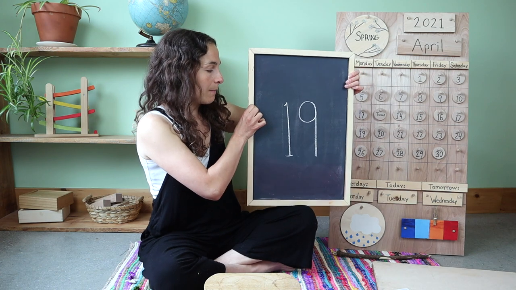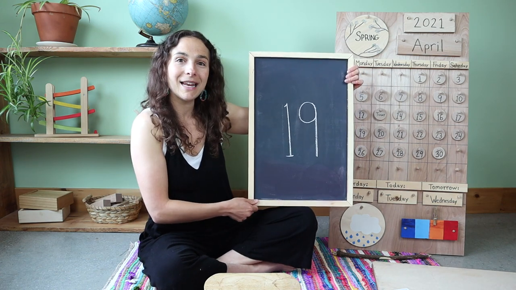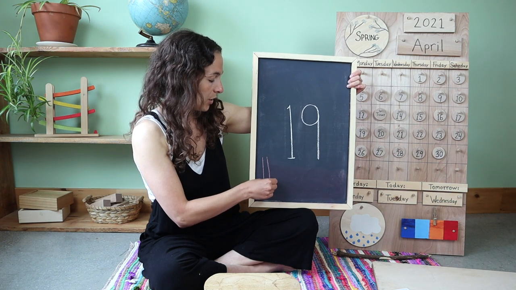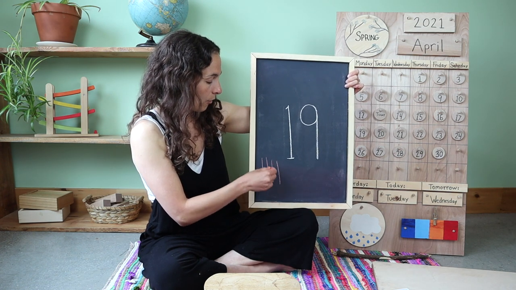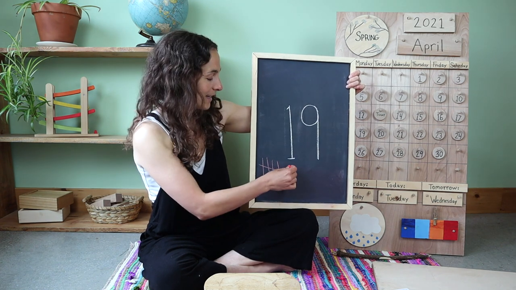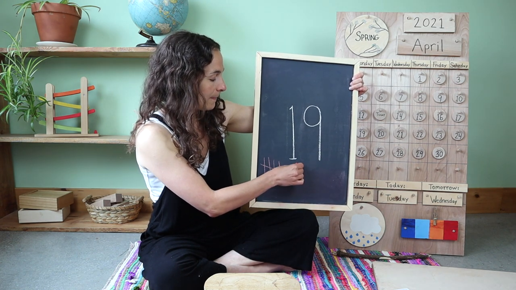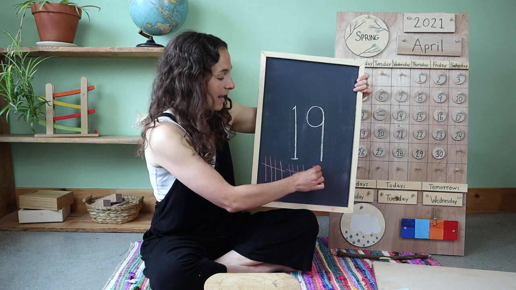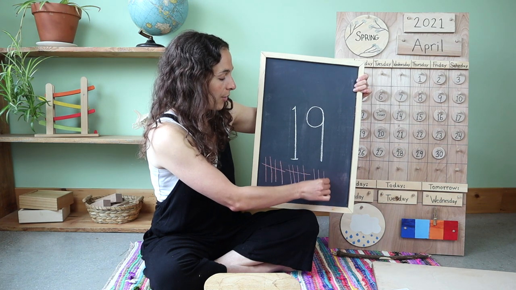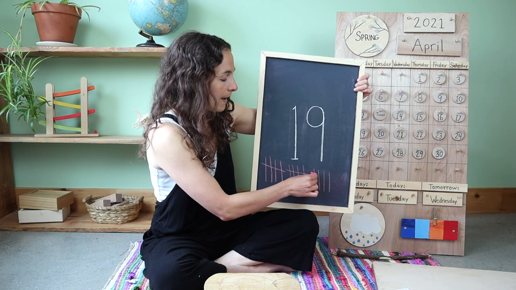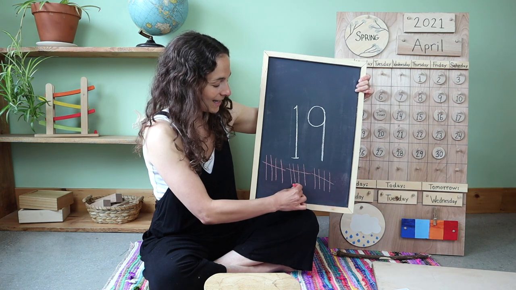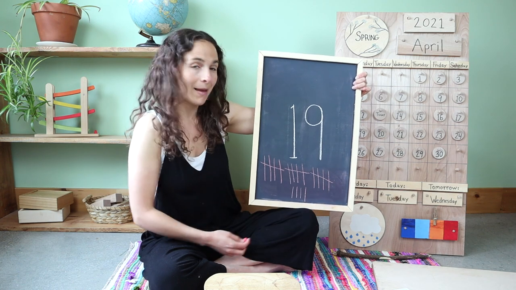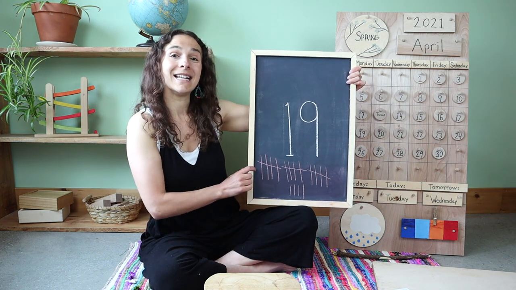I'm going to draw them on the bottom of the chalkboard and we can count them together. Here we go. 1, 2, 3, 4, 5 goes across, 6, 7, 8, 9, 10 goes across, 11, 12, 13, 14, 15 goes across, 16, 17, 18, and one more makes 19. 19 tally marks.